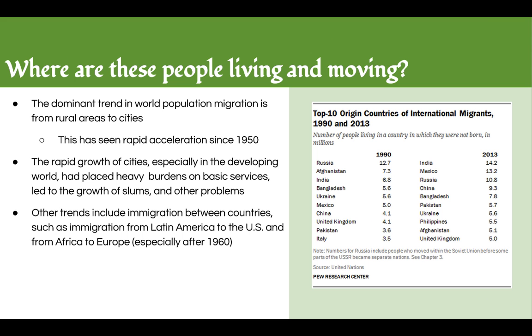So where are these people living and moving? Because we have to have places to put these people. And the dominant trend in our world population migration has been from rural areas to cities. And you'll see this on a chart on the next slide. And this movement from rural or farming areas to urban areas or cities has really accelerated since about 1950.